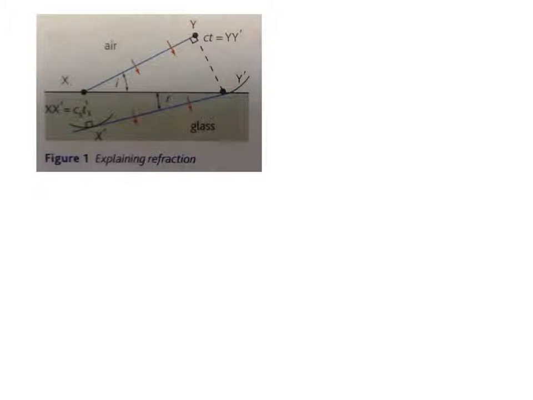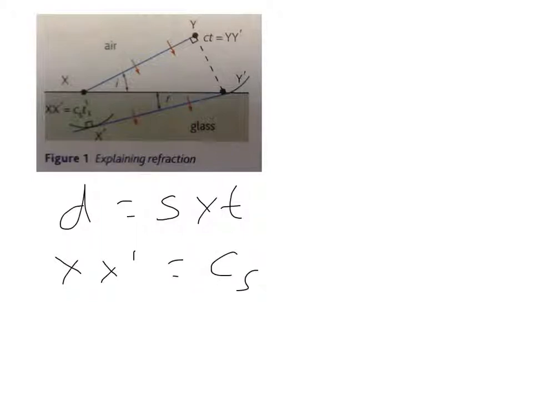Now we can work out the distance travelled by each of them by using the equation distance d equals speed times time. So x to x prime is going to equal cs, which is the speed in the substance, multiplied by time. Our distance y to y prime is going to equal just ordinary speed in air or vacuum, c, multiplied by time.